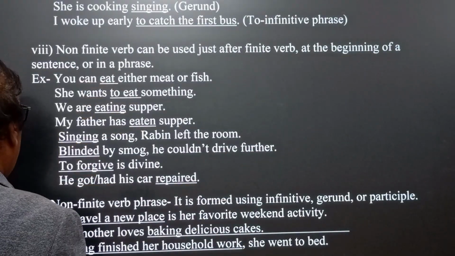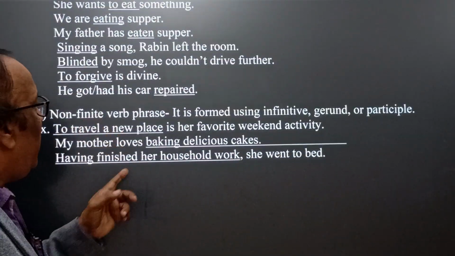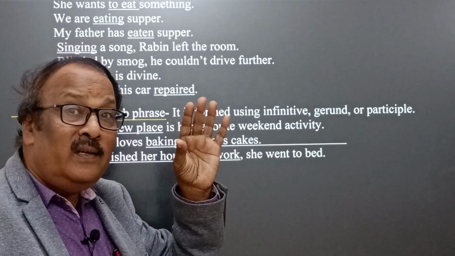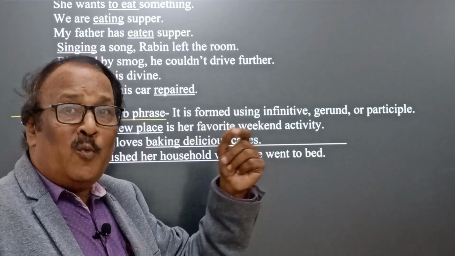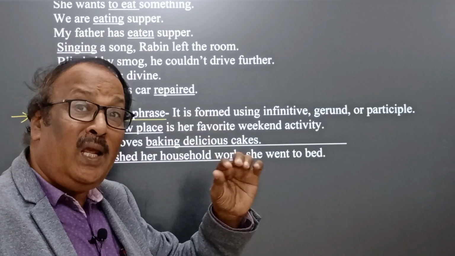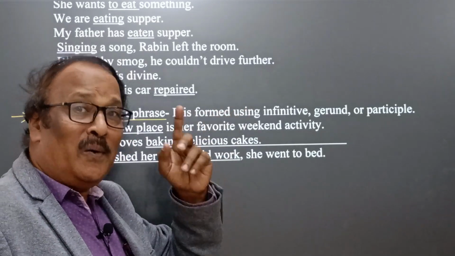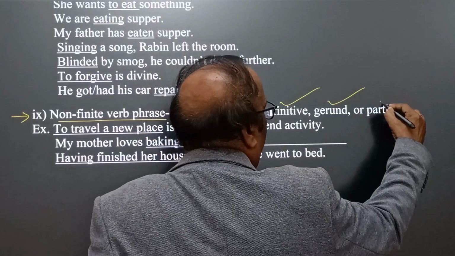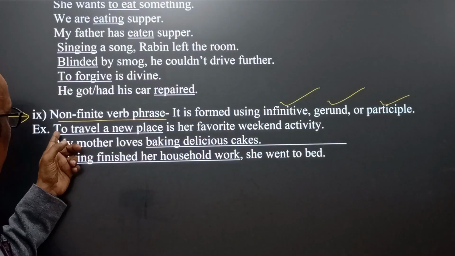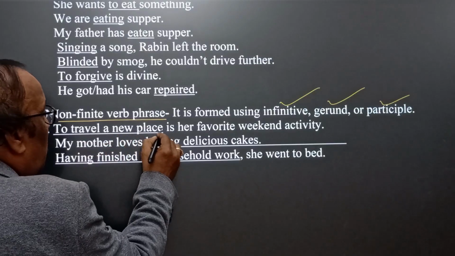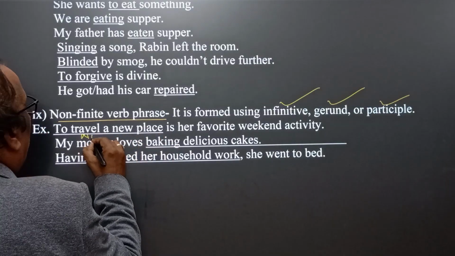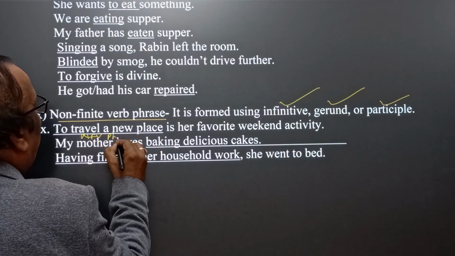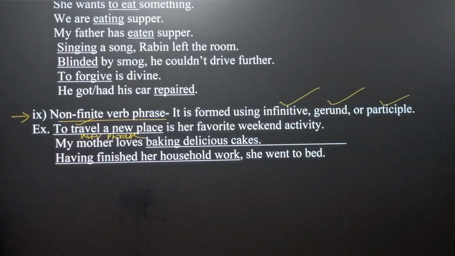Okay, the last idea: non-finite verb phrase. As we know, a phrase is a combination of some words expressing meaning but not the complete meaning. Okay, it is formed using infinitive, gerund, participle. How? To travel to a new place. It is a non-finite verb phrase beginning with to travel.